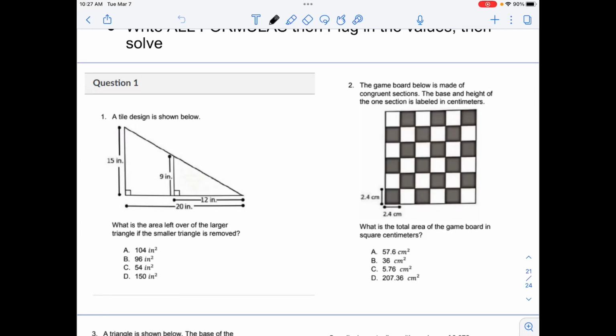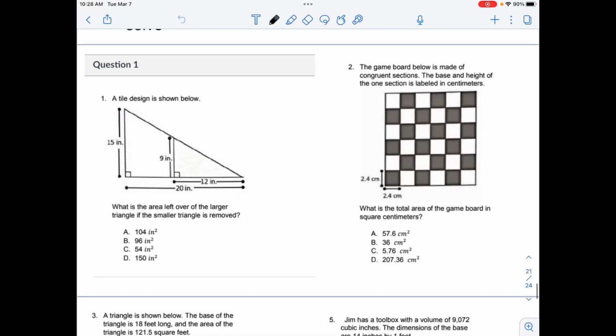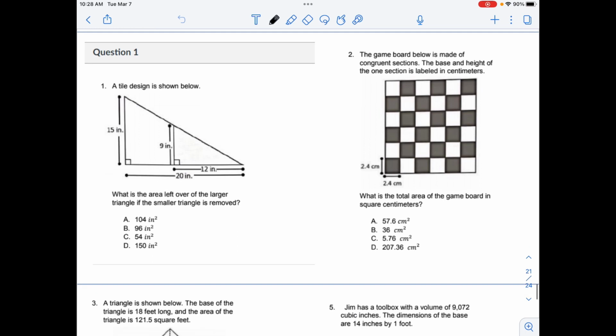All right, we're going to get started. I'm going to help you set up 1 through 6, and then you're going to do 7 through 12 on your own. All right, here we go.